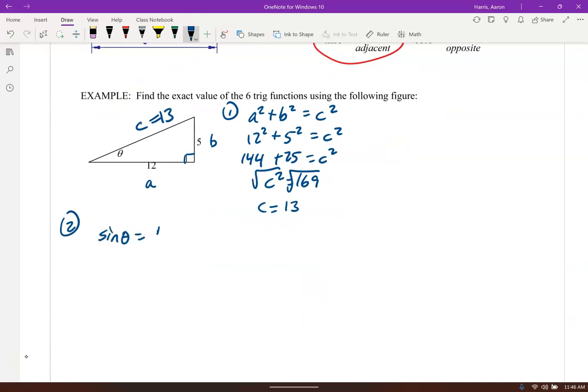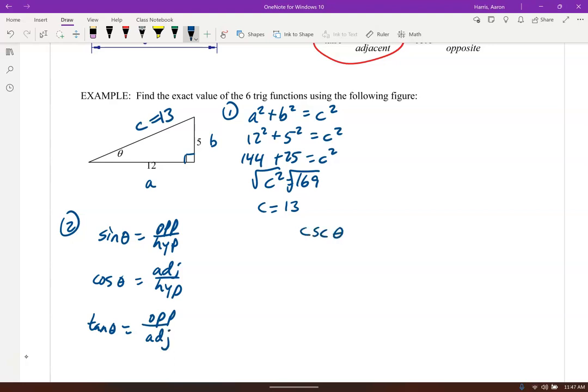Sine is opposite over hypotenuse. SOHCAHTOA, S-O-H. CAH, cosine's adjacent over hypotenuse. Tangent's opposite over adjacent, O-A, right? And then we'll do their reciprocals.